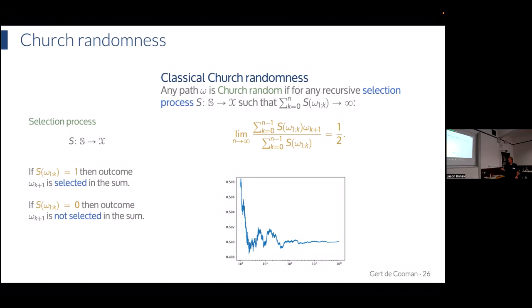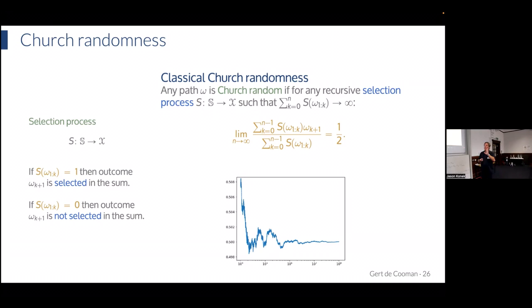And this S is computable. I must be able to compute it in the sense that after observing the first k outcomes, I have a way of computing whether it's going to be 0 or 1. So this computer will tell me, given a sequence of zeros and ones, whether I am going to take into account the next one, yes or no. It must be computable. Classical Church randomness means that the path is Church random if I have these relative frequencies of ones for subsequences that I can select computably, and still, if I select subsequences computably, the relative frequency of ones must be 1/2, and the relative frequency of zeros must also be 1/2.